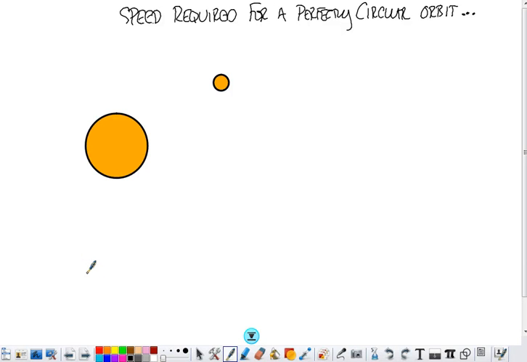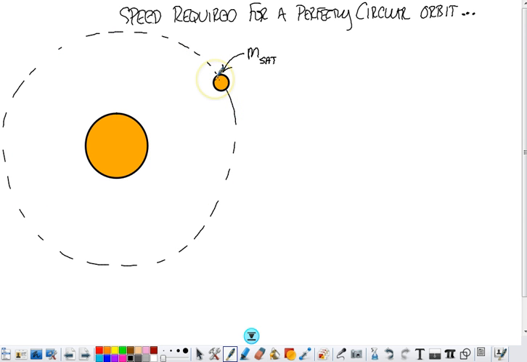In this video, we'll be looking at the speed required for an object to orbit a planet in a perfectly circular orbit. So let's consider the object that's doing the orbiting, the mass of that to be the mass of a satellite. It could be a man-made satellite, it could be a natural satellite, like a moon. That will be orbiting in a perfectly circular orbit, some distance r away from some planet, which we'll call m sub p.